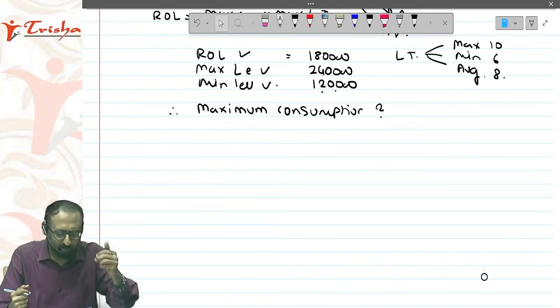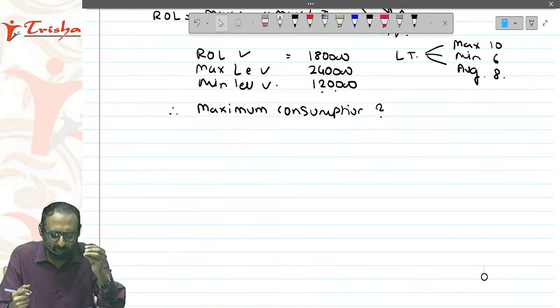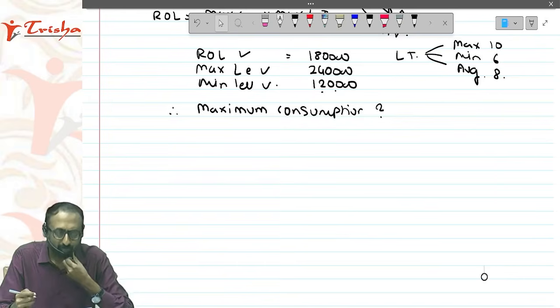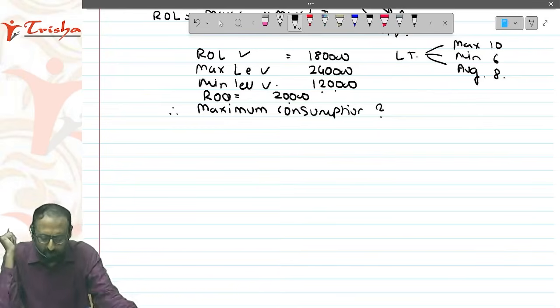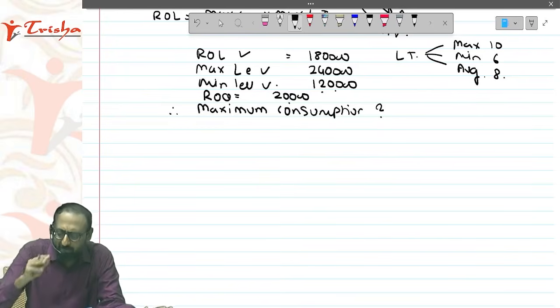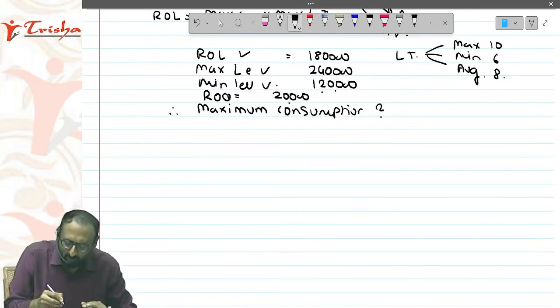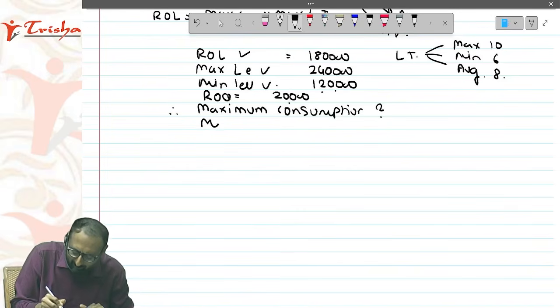Look, what is given? Various levels are given, reorder level, maximum level, minimum level. Reorder quantity is also given, suppose 20,000. And lead time is given: maximum lead time, minimum lead time, average lead time. Question is, what will be the maximum consumption per day? What will be the minimum consumption per day?